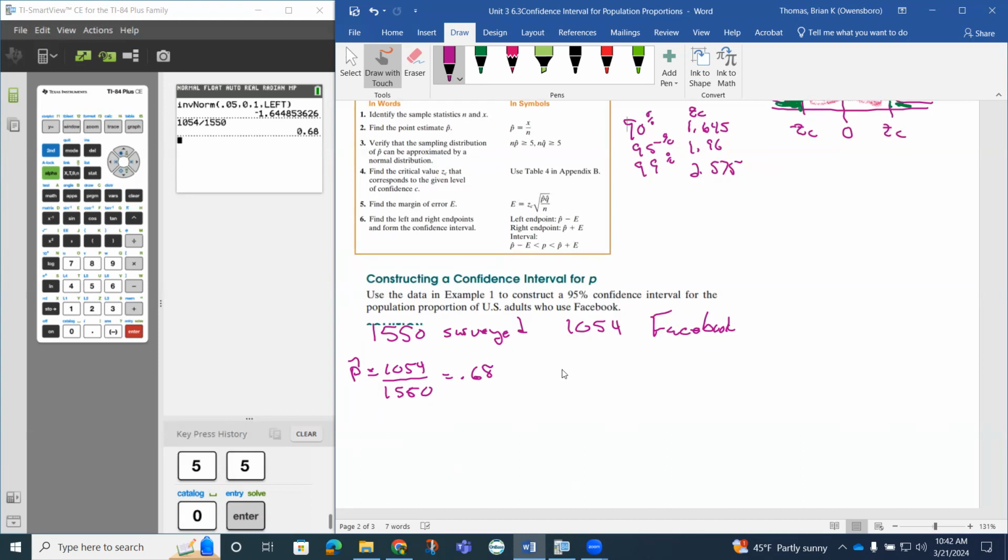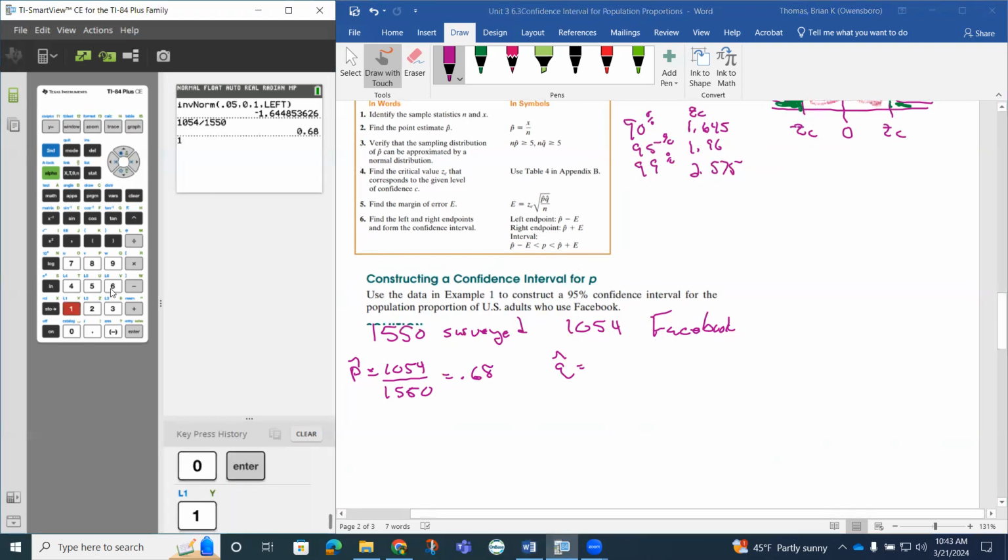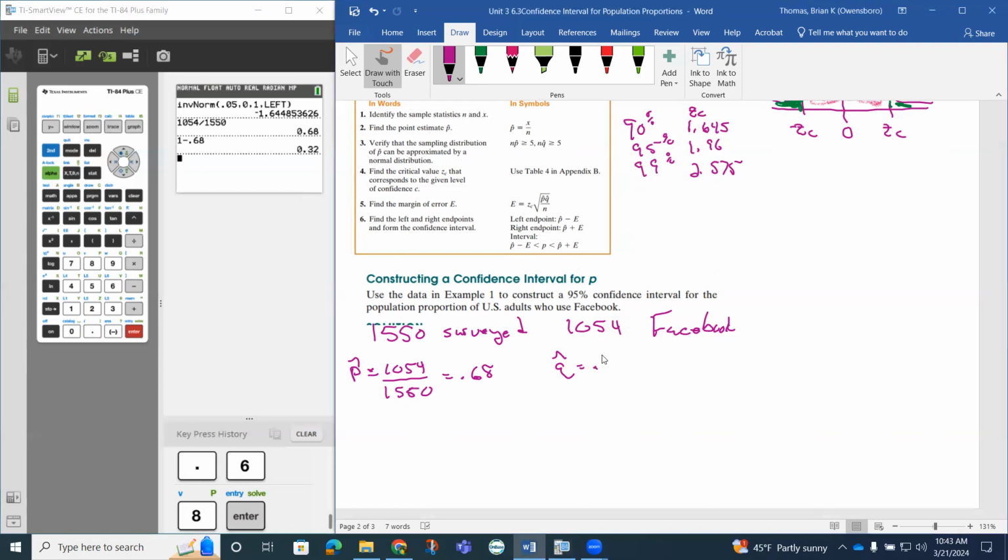So notice that q hat would be 1 minus 0.68. So 1 minus 0.68 would be 0.32. So basically, 68% of our sample were using Facebook, and sorry, 32% were not using Facebook.